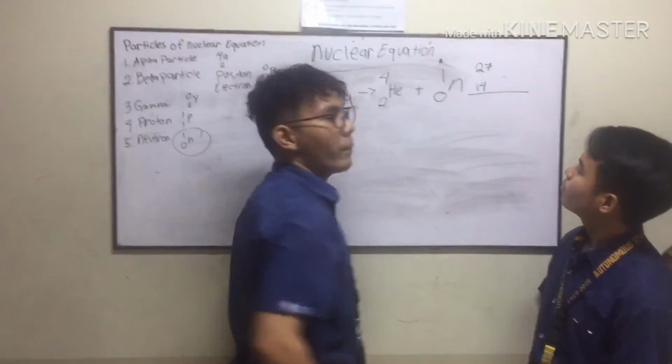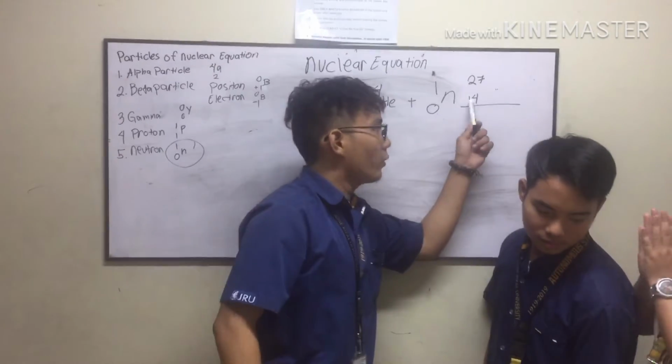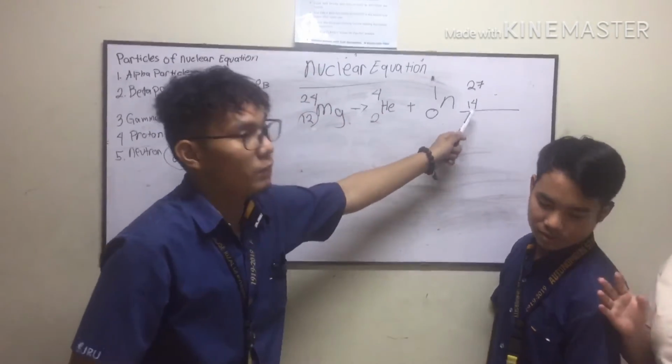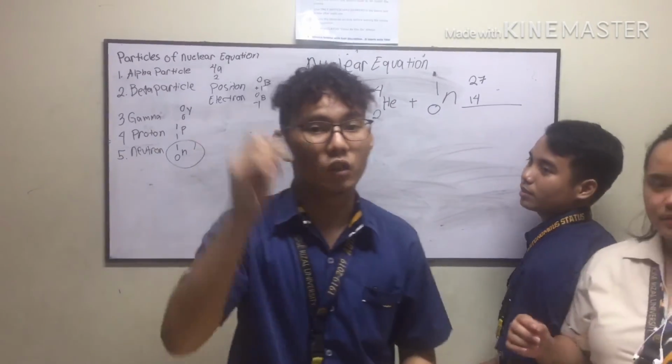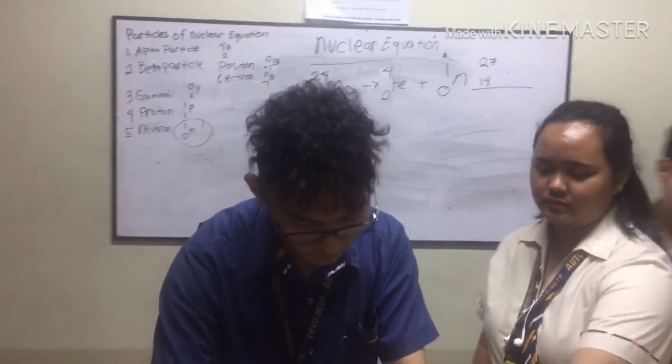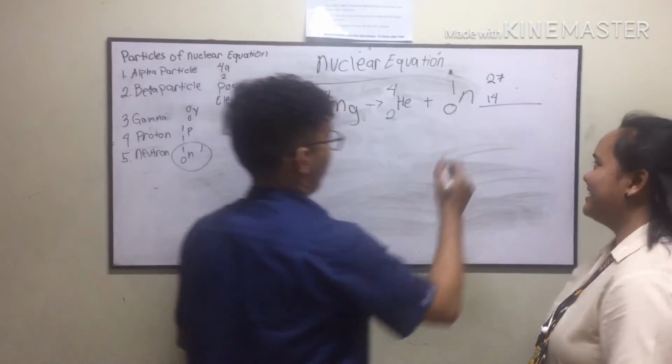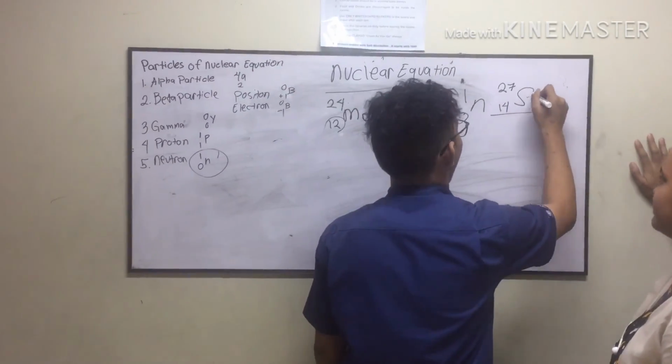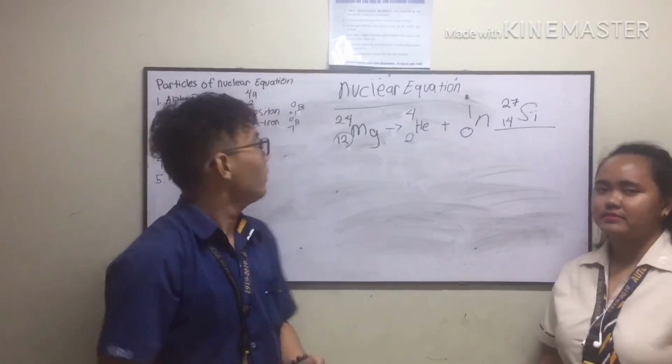How do we get the element? Our subscript is 14, the atomic number. So let's find 14. 14 is silicon. This is Si. That's your answer.